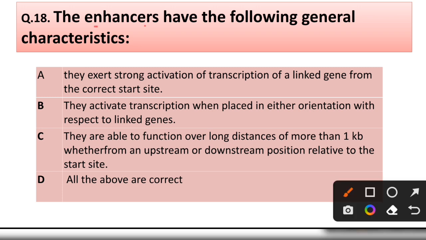Question number 80. The enhancers have the following general characteristics. They exert strong activation of transcription of a linked gene from the correct start site. They activate transcription when placed in either orientation with respect to the linked gene. They are able to function over long distances of more than 1 kb, whether from an upstream or downstream position relative to the start site. All the above are correct. Answer is option D, all the above are correct.